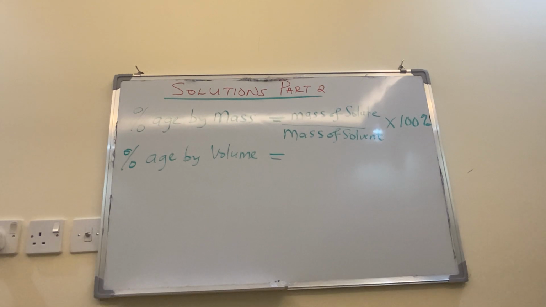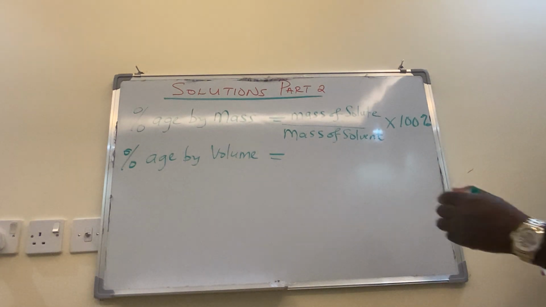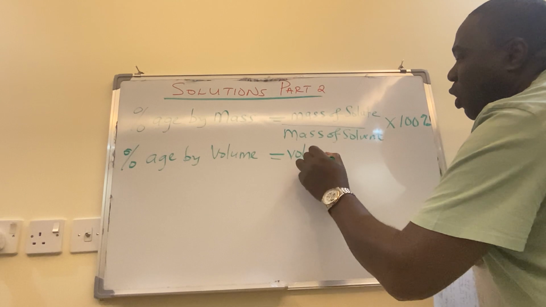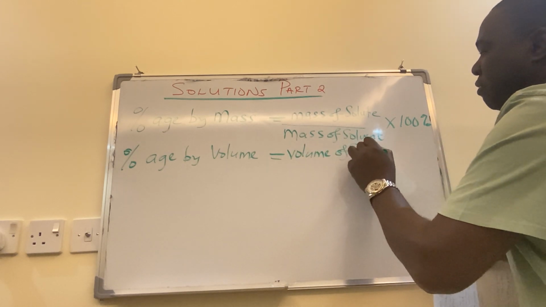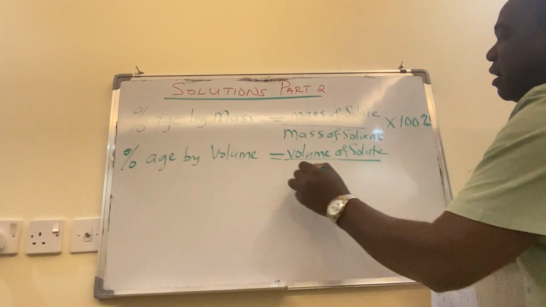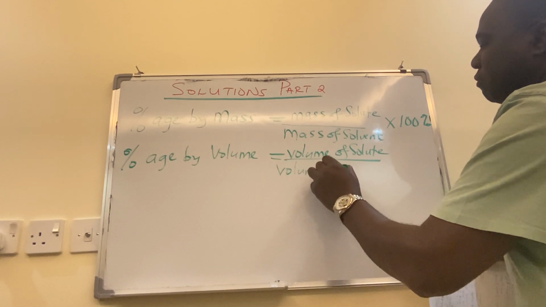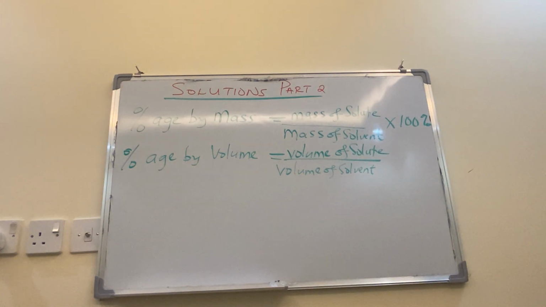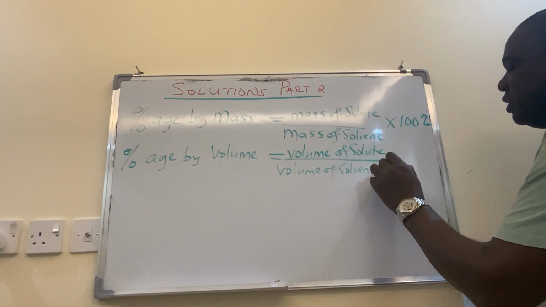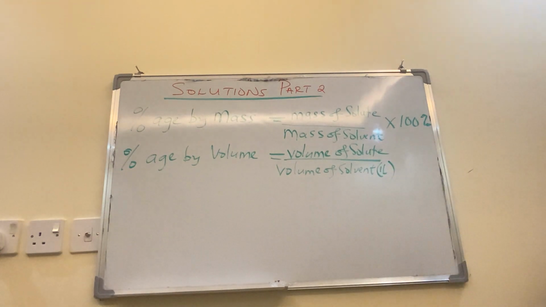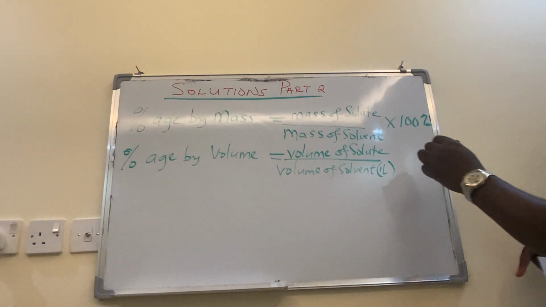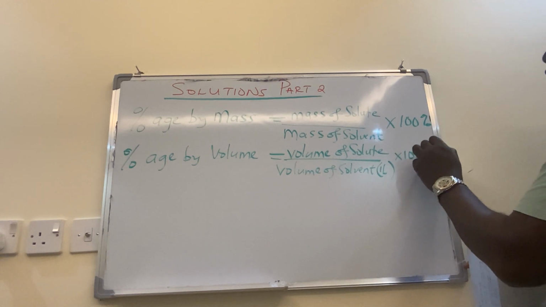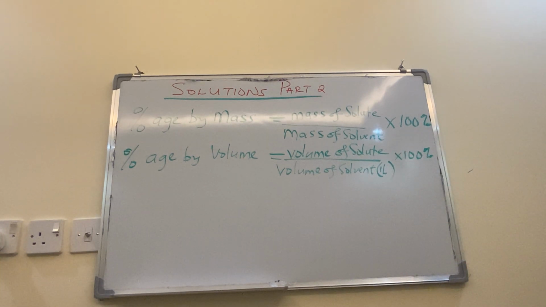Now we have departed from mass, so it means we are going to look at volume of solute over volume of solvent. Now in chemistry, our standard, because the concentration has to do with a specific volume of solvent, our volume is usually 1 liter. That is a standard. And don't forget, it's a percentage, so we multiply by 100%.